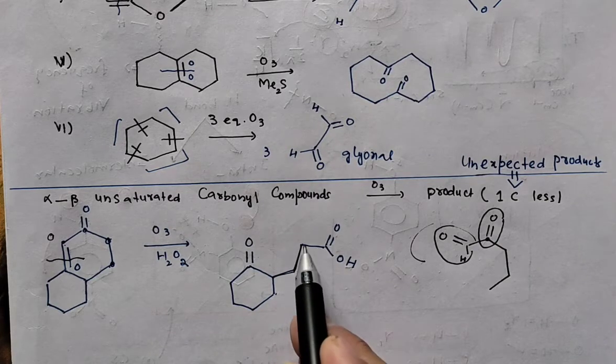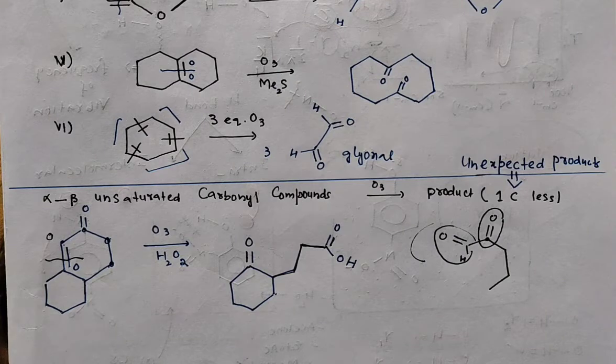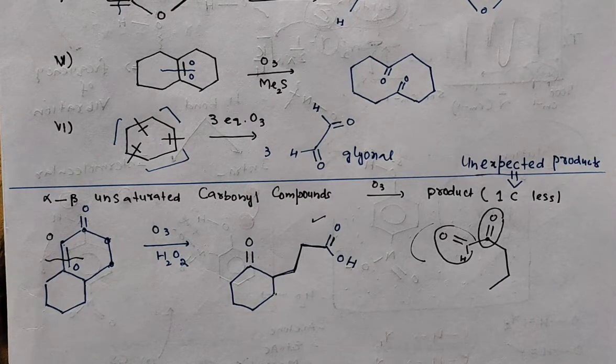Why it gets removed is a long process, so I'm not going to discuss that. Just remember, if you have an alpha beta unsaturated carbonyl compound as a substrate in ozonolysis, the product which is formed will have one carbon atom less. So that's your unexpected product. This question, I thought, was asked many times.